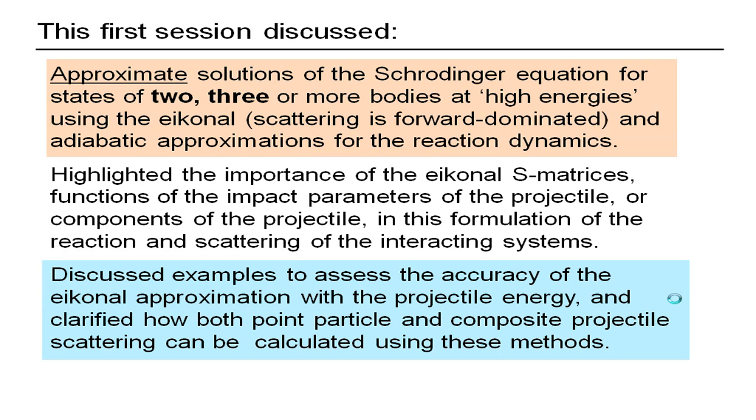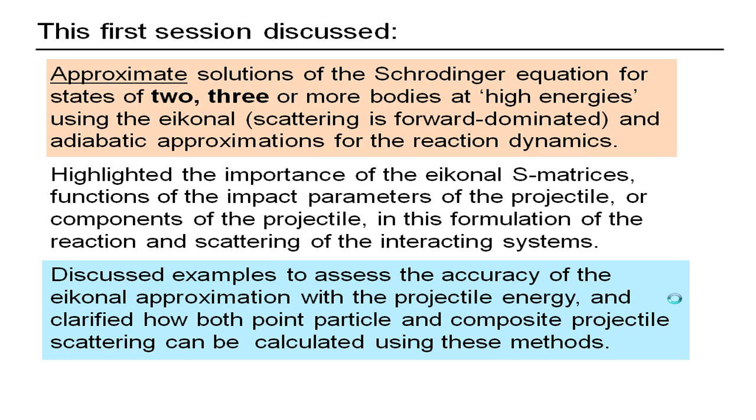Okay, so there's my summary of what we've tried to talk about this morning. I've shown you how we can take the Schrödinger equation for 2, 3 more bodies at high energies, whatever that means. Be careful. Okay? You need to interpret that as physicists. By using the eikonal solution, forward-dominated solution, and in addition we need to make this adiabatic approximation when we're talking about more than 2 bodies and composites. Okay? I've tried to once again highlight the importance of these S matrices in terms of a survival probability versus an absorption probability in the reaction, because we're going to live with that this afternoon.